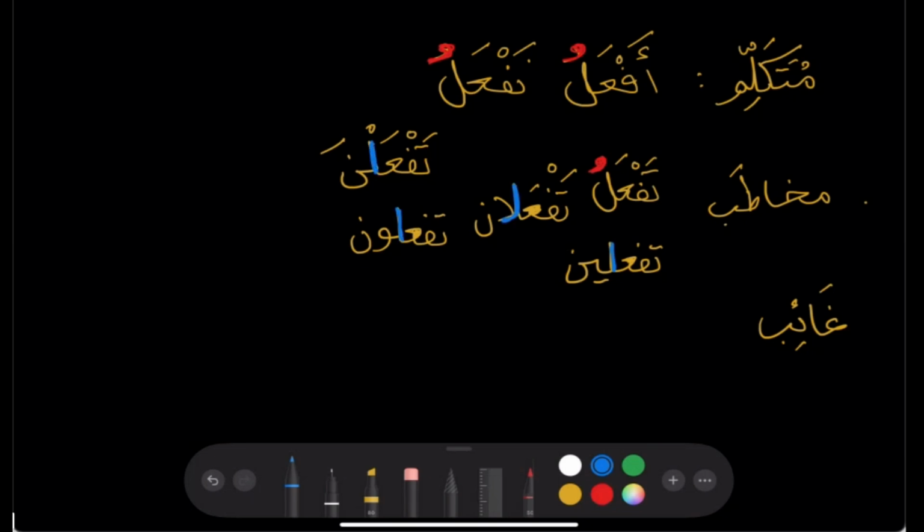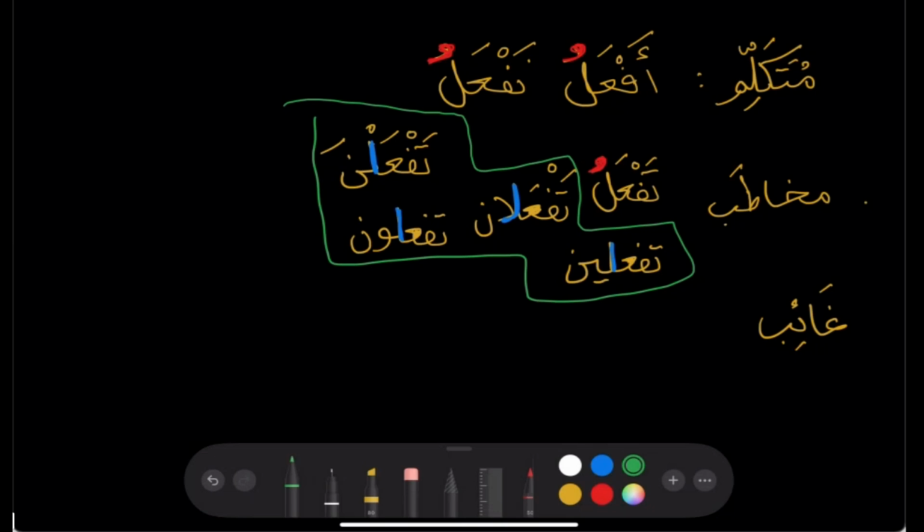So, what did suffix? In all these four instances right here, what was it that suffixed? What it was, the suffix was a damir, pronoun. Let us locate the pronouns. So, we'll start with taf'alin. Here, this ya is a pronoun, damir. It means anti, you, female. That's damirun muttasil, a connected pronoun.